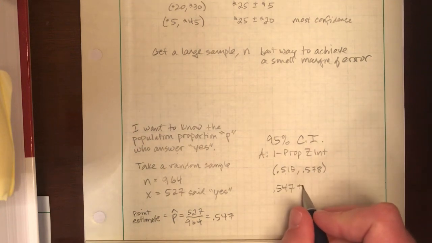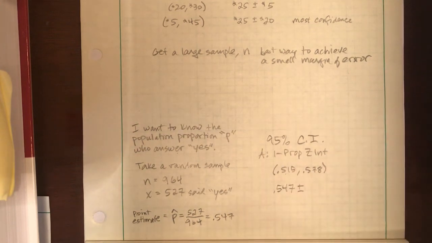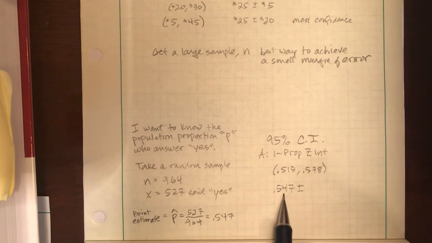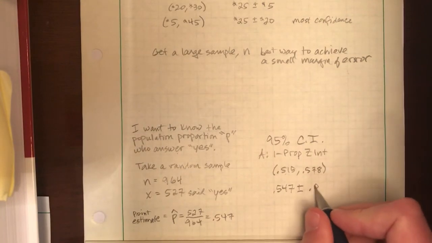But how do I get my margin of error? Well, this is pretty friendly. Now that I know the number in the middle between these two, just take the highest one, 0.578, and subtract 0.547. So let me do that off to the side. 0.578 minus 0.547, and we get a margin of error of 0.031.